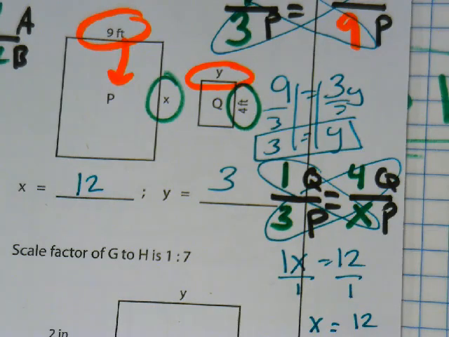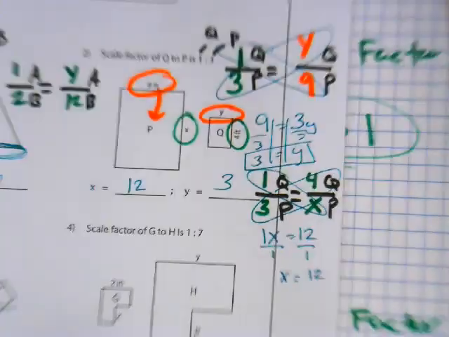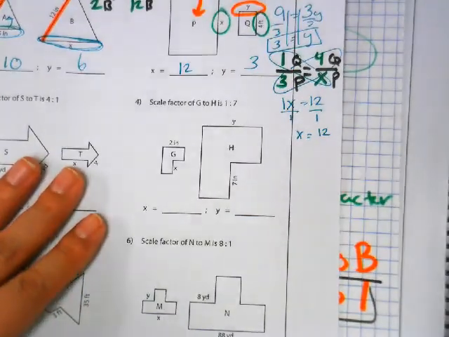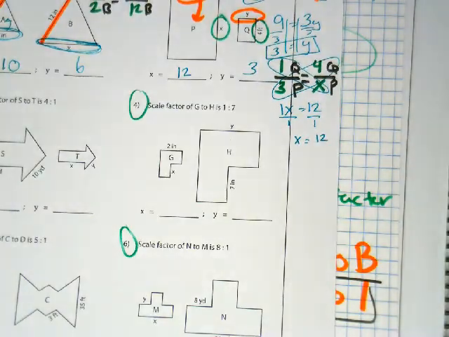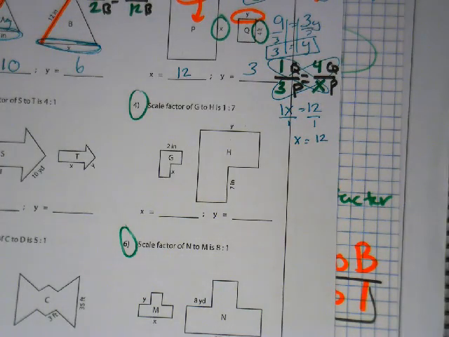All right. Can you guys do number 4 and 6? 4 and 6 right now. Set timer for 2 minutes.